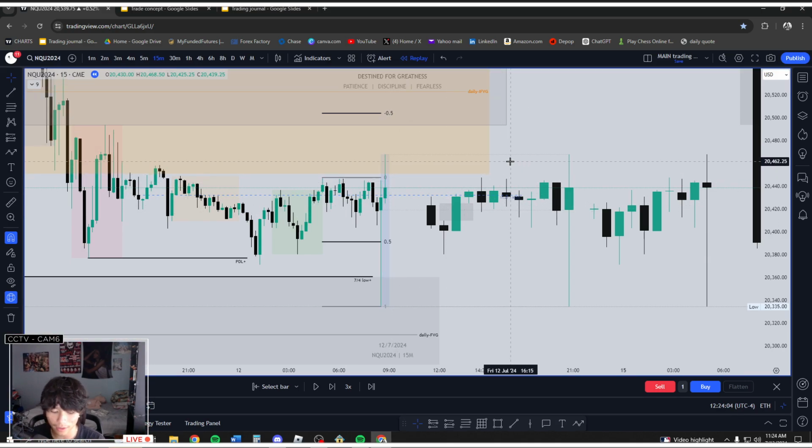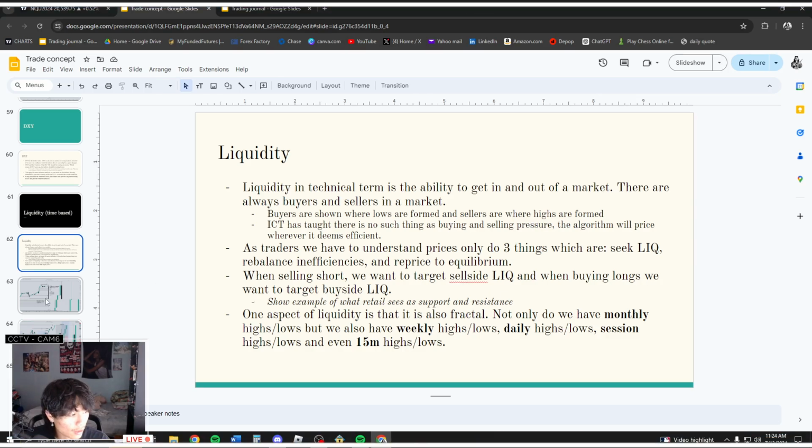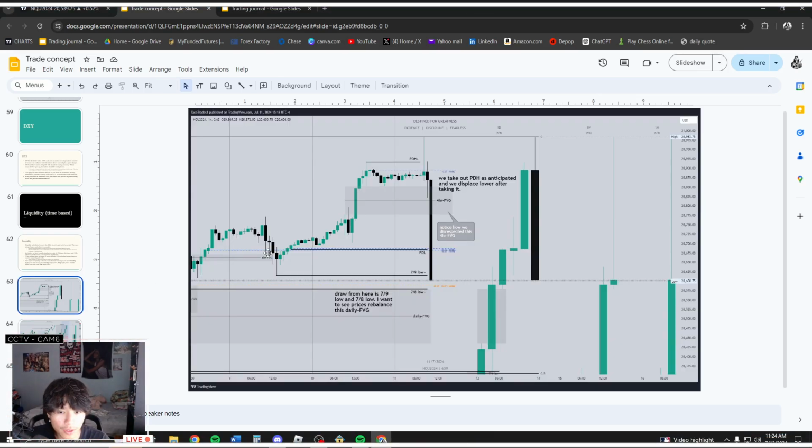You have to align the lower time frame objective with the higher time frame objective to actually get a significant move. Otherwise, you're probably just going to be scalping. So that's all I have for liquidity. I'm going to go over some examples.